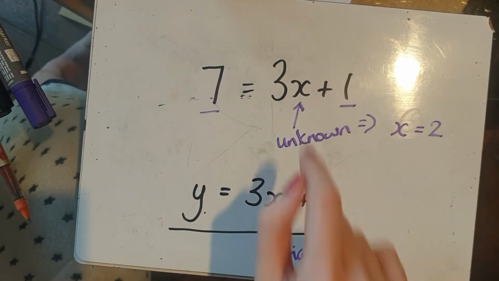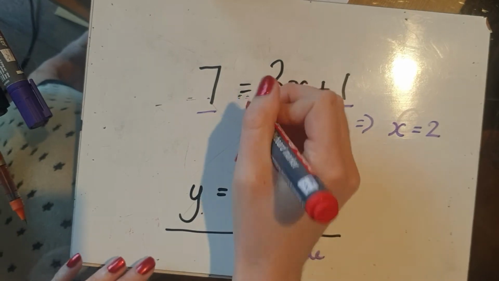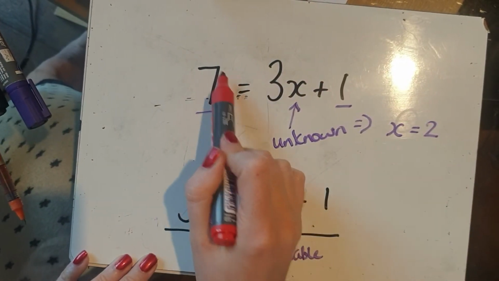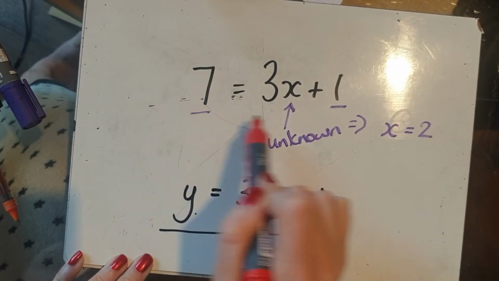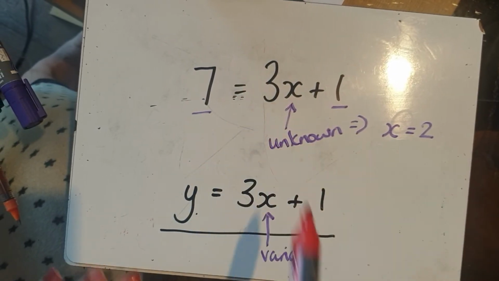It's also easy to forget about the equals sign. The equals sign is really important because it tells us that this side of the equation has the same value as this side of the equation.